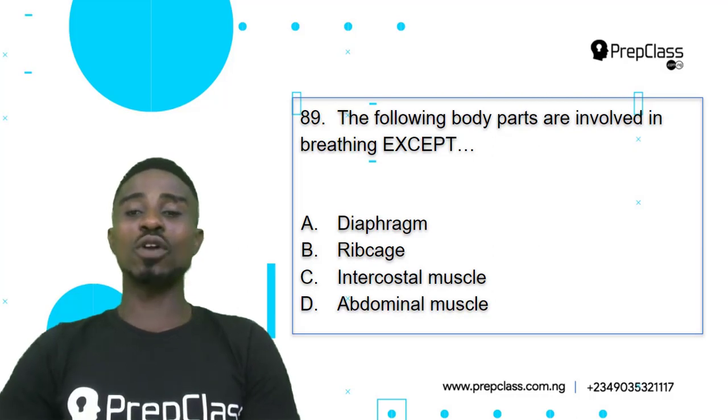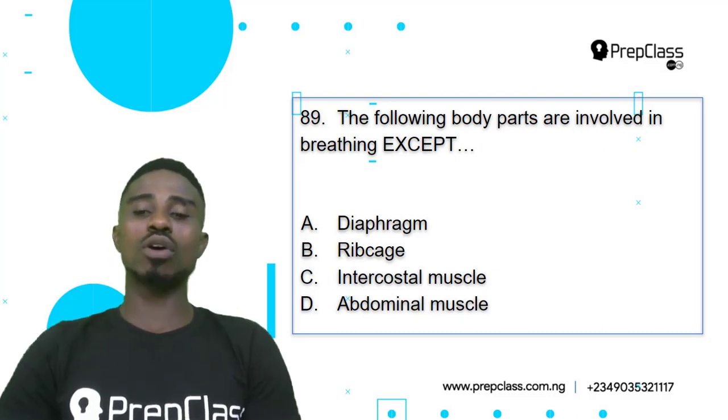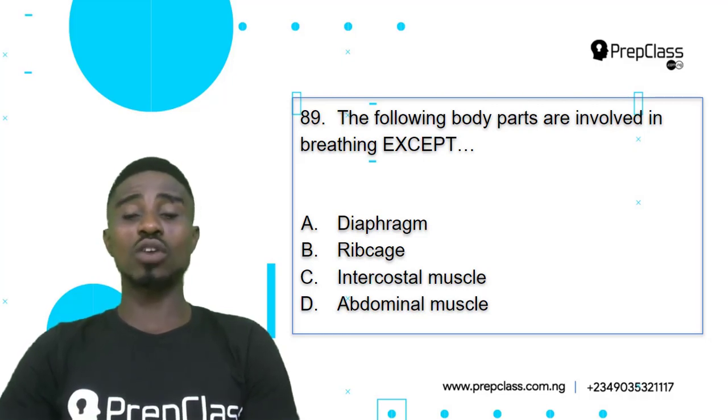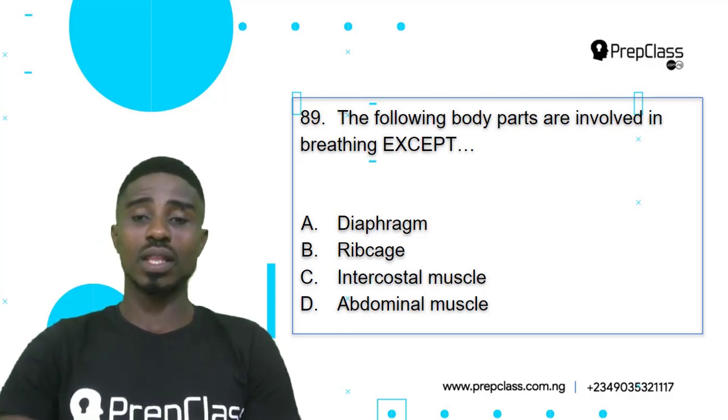Question 89. The following body parts are involved in breathing except A. Diaphragm, B. Rib cage, C. Intercostal muscle, D. Abdominal muscle. For us to carefully select the correct answer, we need to analyze all of the options and see which one best answers our question. Now, in doing this, I'm going to be reading this explanation for us, and with that, we're going to select our correct answer.